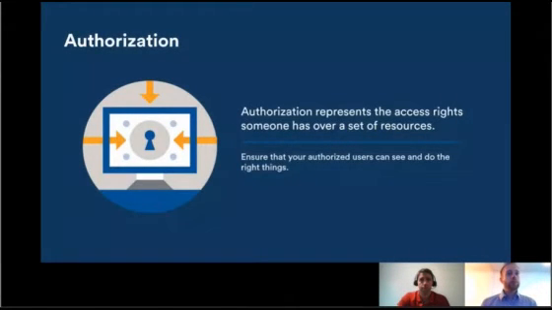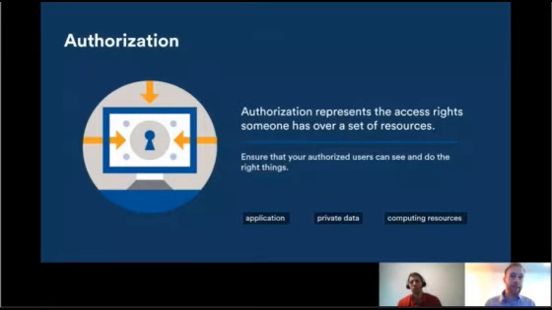All right, so now let's move on to another layer of protection within a security system, which is called authorization. So this is another essential layer. It's absolutely needed to control who has access to what, right? So what users in the system or entities can actually see or what they can do once they are authenticated to the system. So the objective is to define the access rights that someone has over a set of resources, such as private data, computing resources, or a specific application.